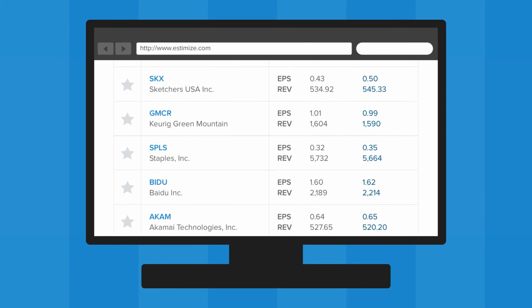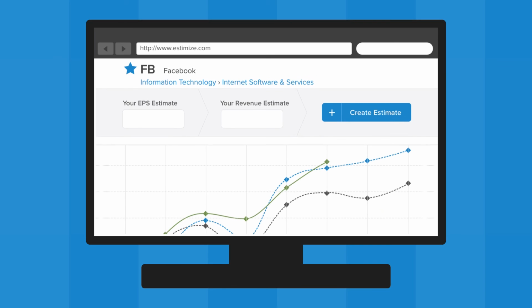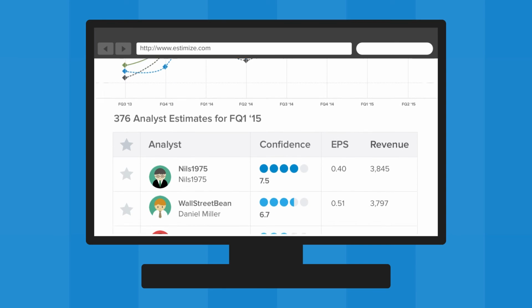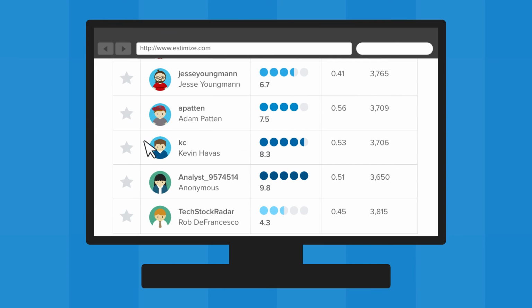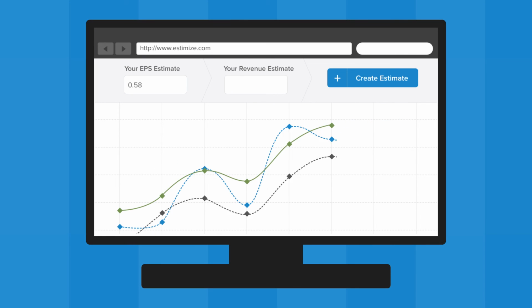Come take a look for yourself. Our data is free to access. See what the Estimize community is forecasting for the stocks that you cover. Sign up to be alerted when top analysts update their expectations. And to contribute your own estimates. Don't worry. We have algorithms and a manual review process to ensure the data is clean.